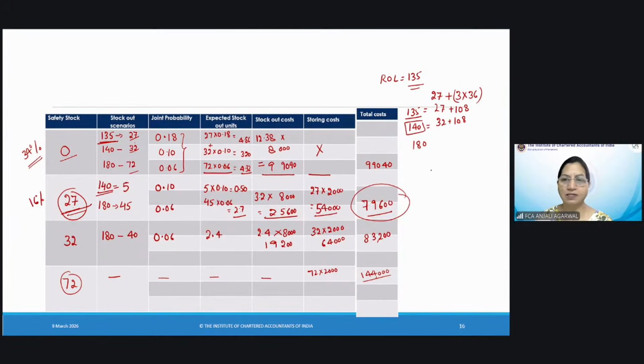We should prepare ourselves for 135 units consumption and take the risk that let's see what will happen if there is a 140 or 180. We are going to bear that. Okay. So this is how you decide what should be the optimum stock, safety stock. And like you can see here, 72, keeping the maximum consumption into maximum time and ordering level at 180 means a very high carrying cost.